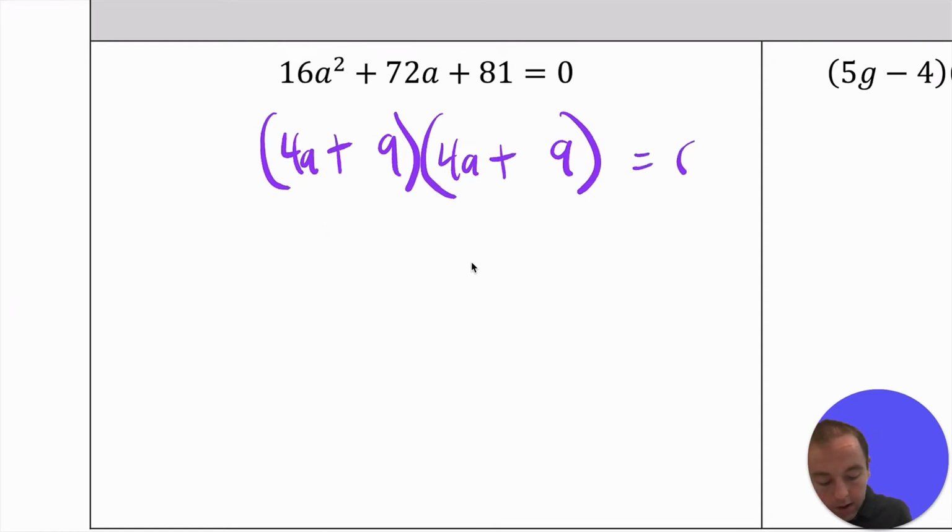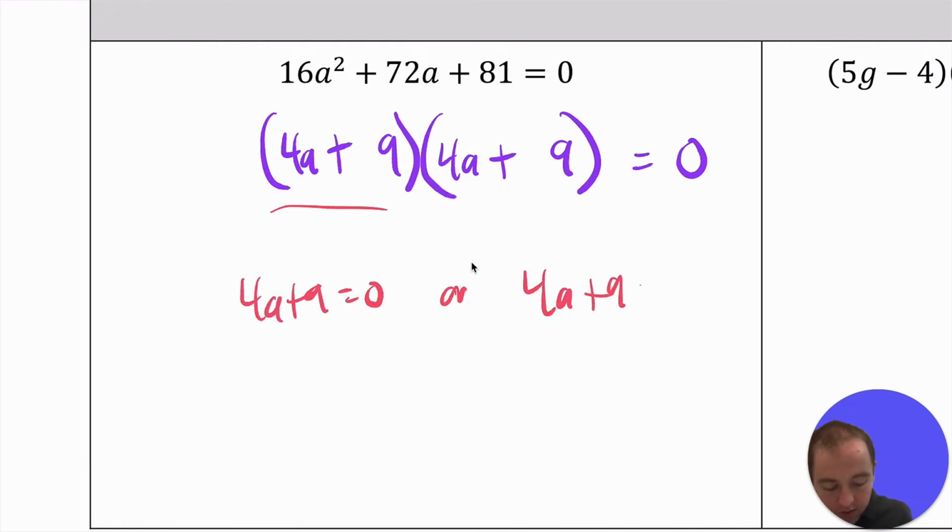So we end up getting that 4a plus 9 times 4a plus 9 equals 0, and then you can use the zero product property now. So that means that either 4a plus 9 equals 0, or, and then of course we get the same equation, so that means we're going to get the same answer but twice, right?